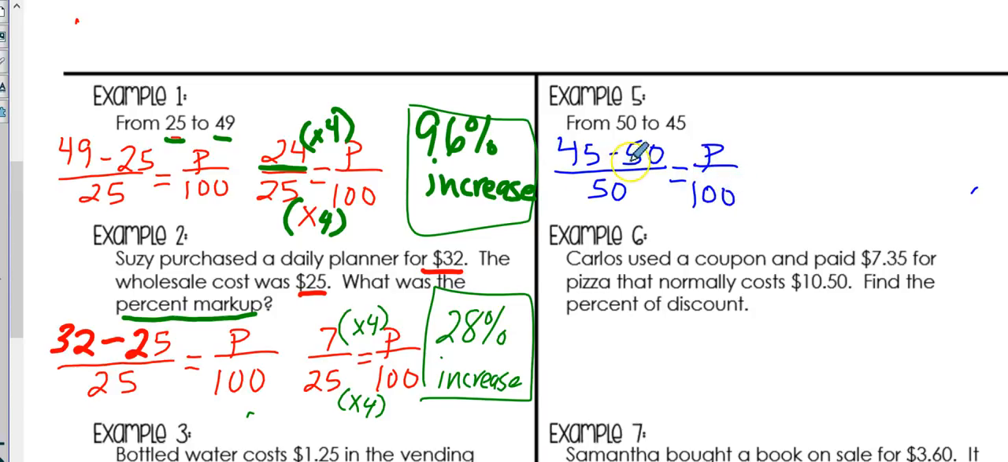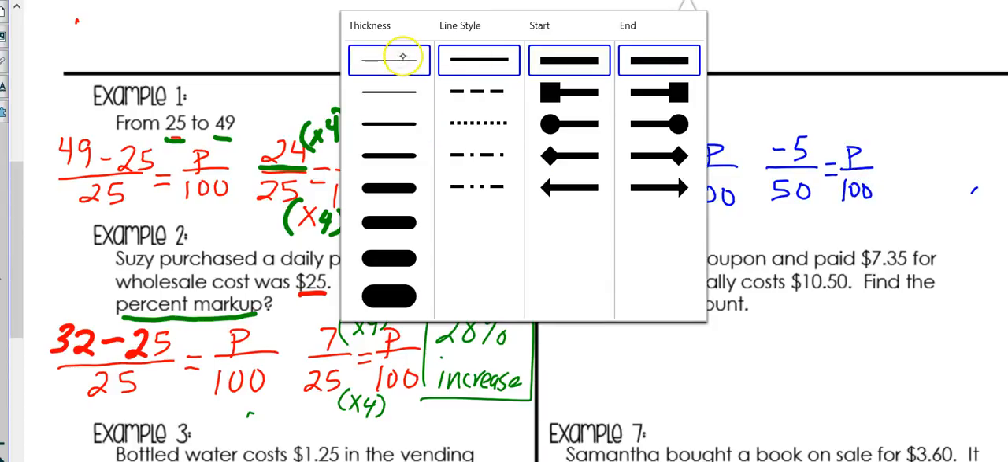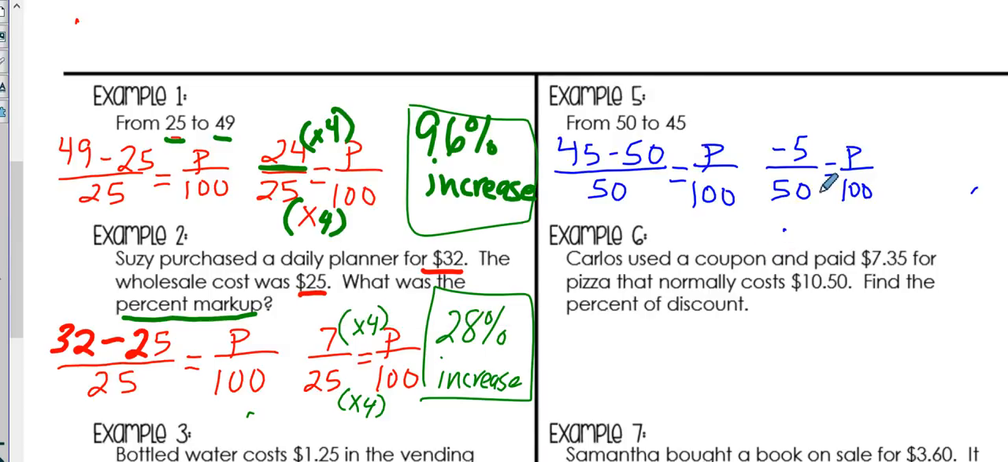So we calculate 45 minus 50, which is negative 5. And that's okay to have a negative because that's showing that it's going down. That's a decrease. Negative 5 over 50 equals P over 100. Again, we're going to find that relationship. 50 times 2 is 100. So negative 5 times 2. So this time we get negative 10%.